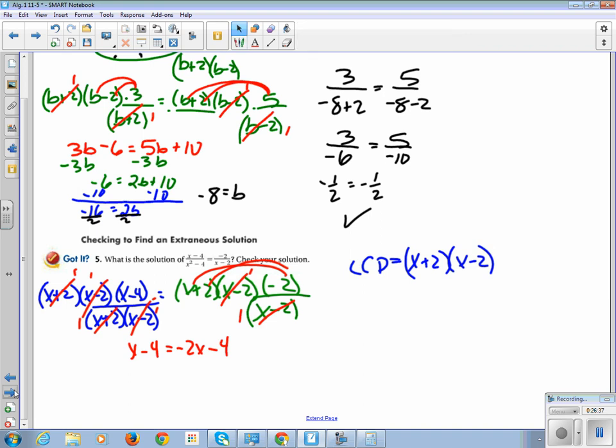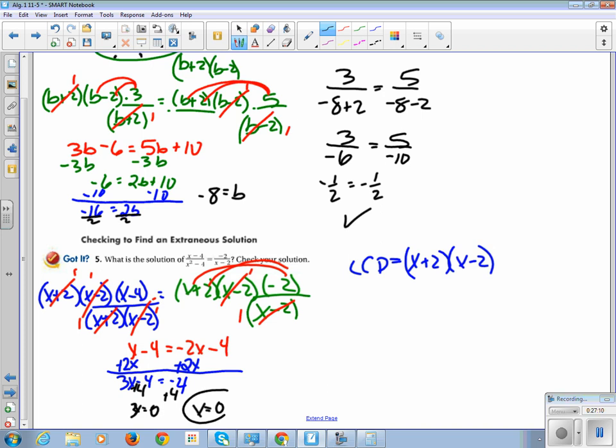Solving equations, I want to take the smallest variable amount and add or subtract it from both sides. And in this case, it is negative 2x. So I'm adding 2x to both sides. So this is 3x's minus 4 equals negative 4. I'm going to add 4 to both sides. And I get 3x equals 0. So when I divide by 3, x has to equal 0.